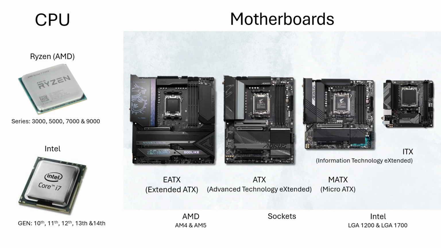If it's an LGA, then you want to make sure which type of socket. If it's a 1200 series, then you're only going to be able to get a 10th or 11th gen CPU. If it's an LGA 1700 socket, you can get a 12th, 13th, or 14th gen Intel. So just remember compatibility.